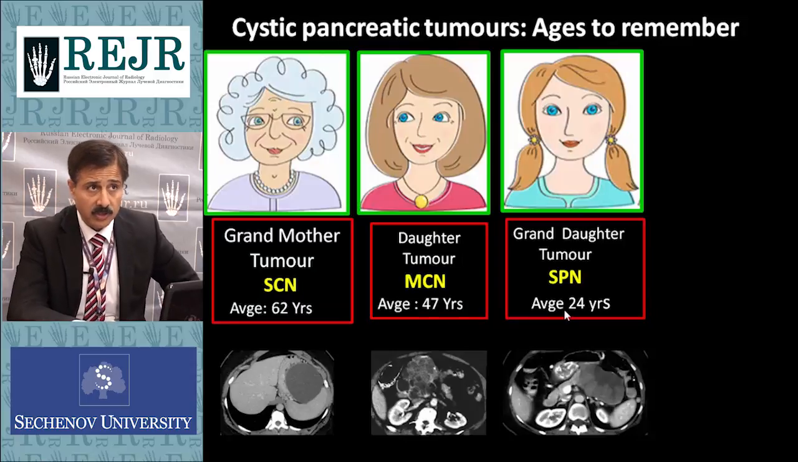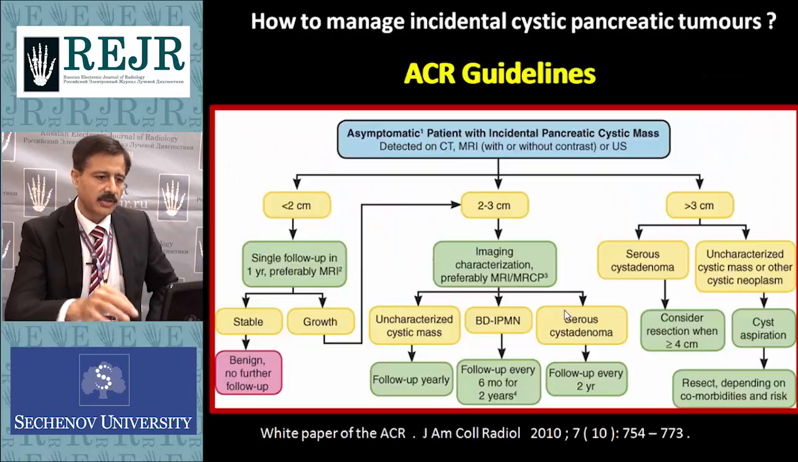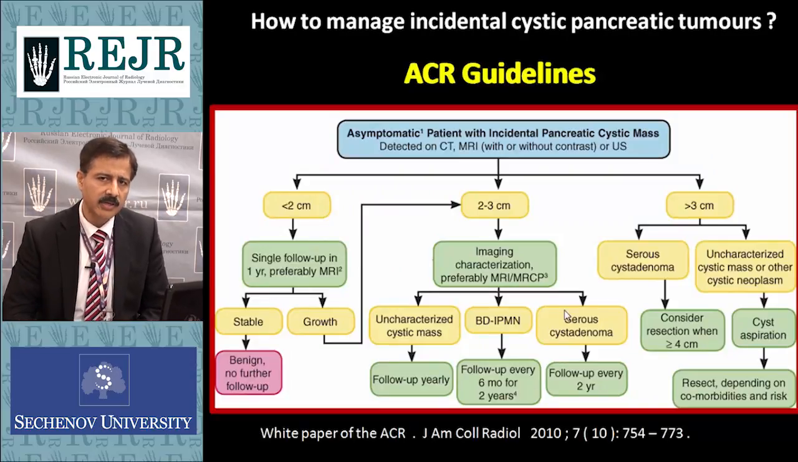Taking this concept further, we can also say that IPMN, on the other hand, is a grandfather tumor, usually more commonly seen in males, and the average age is 62 years. Right. Though it is not my mandate today to discuss the intricacies of how to manage incidental cystic pancreatic neoplasm, I just want to introduce this subject to you.